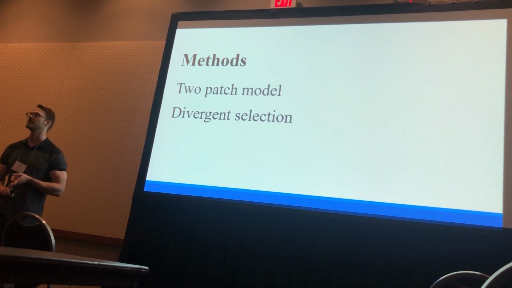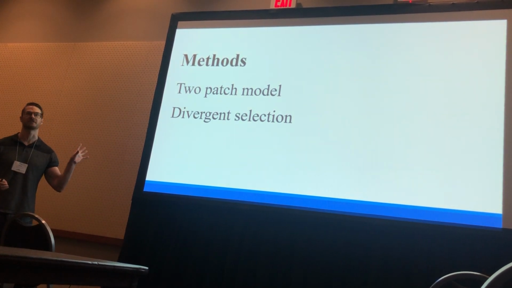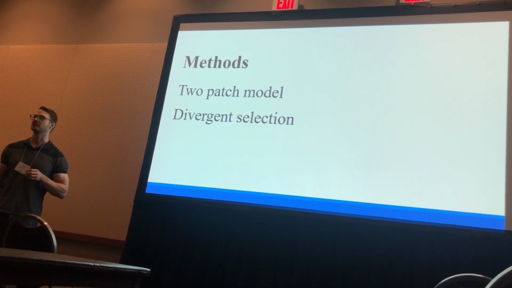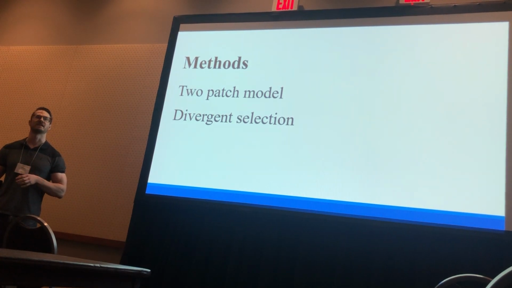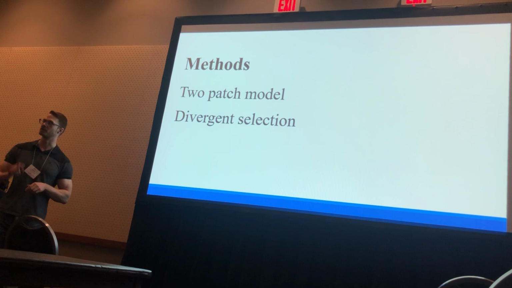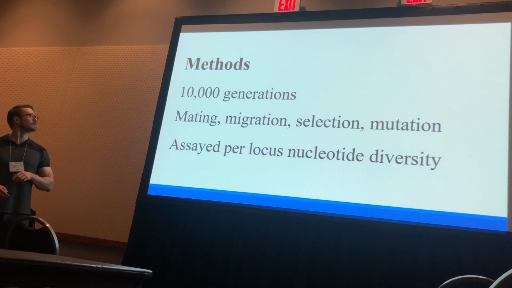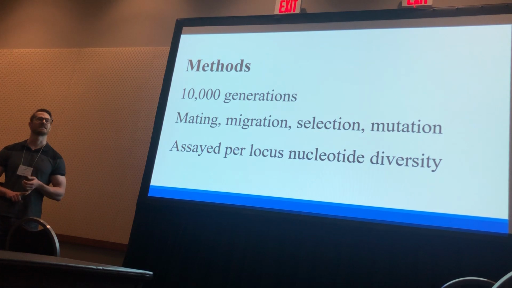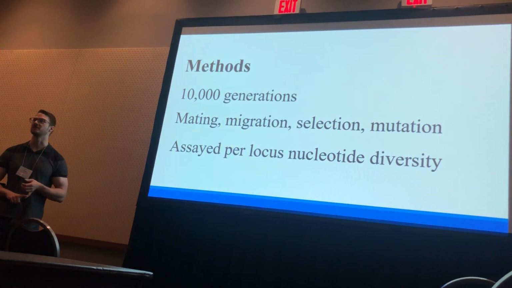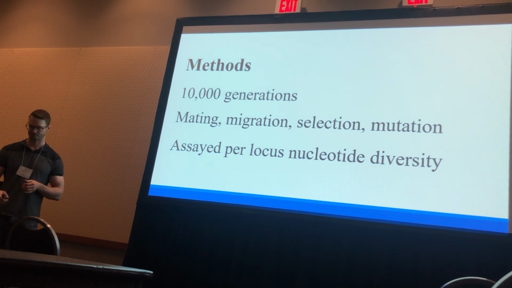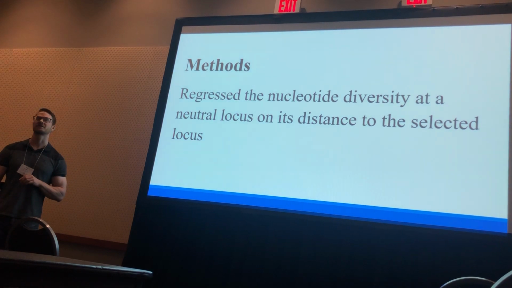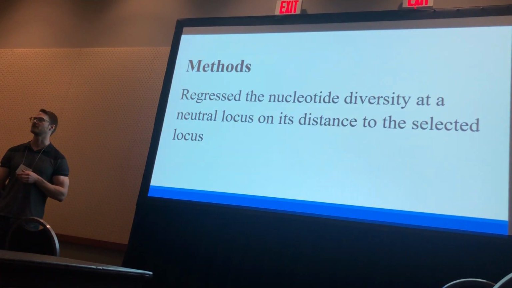To approximate a heterogeneous landscape, I used divergent selection, where an adaptive allele was positively selected in one patch, negatively selected in the other patch, and then the alternate adaptive allele was just selected in the reverse manner. I ran my simulations for 10,000 generations of random mating, mutation, migration, and selection. After 10,000 generations, I assayed the nucleotide diversity at each locus across the chromosome. Then I just regressed the nucleotide diversity at a neutral locus on its distance from the divergently selected locus.